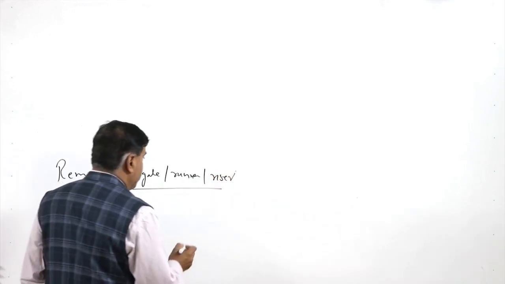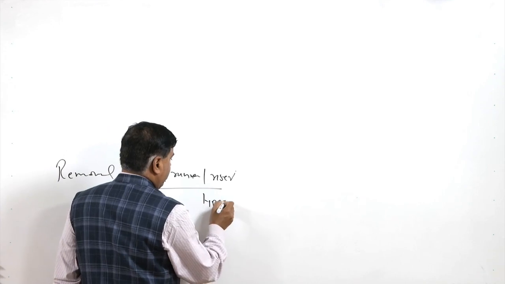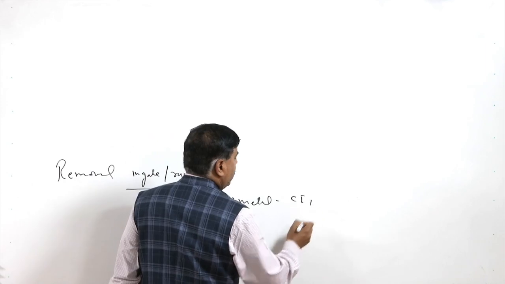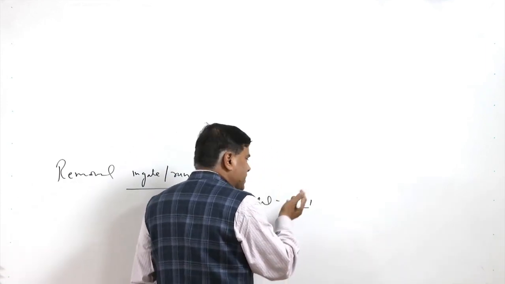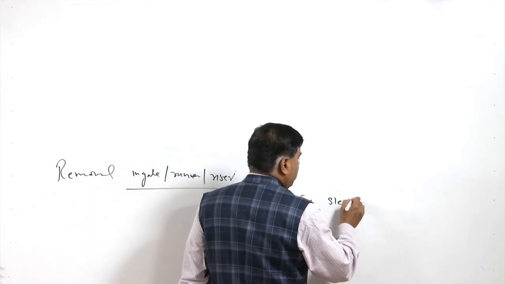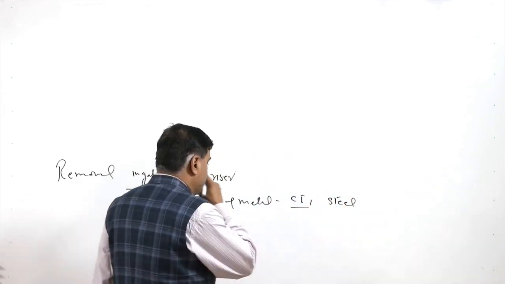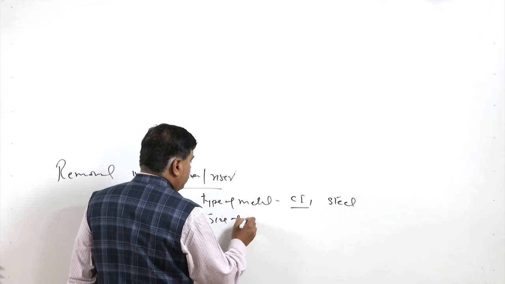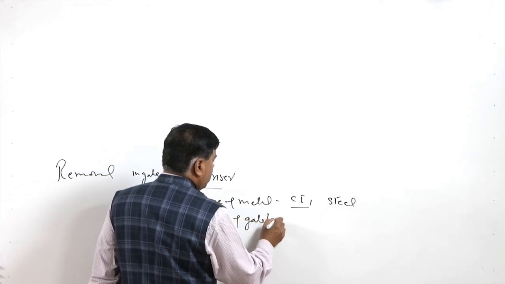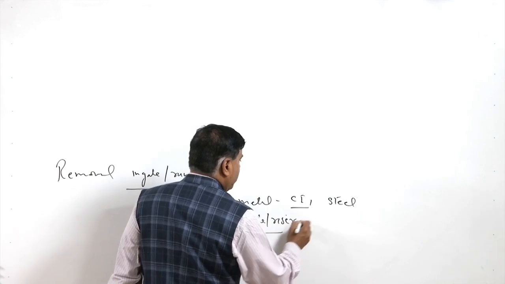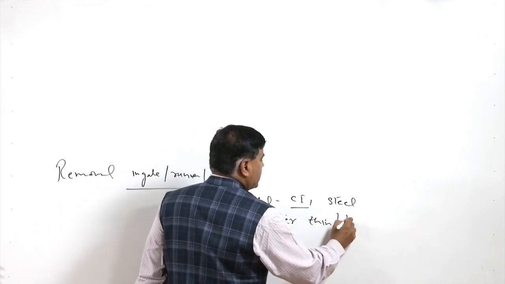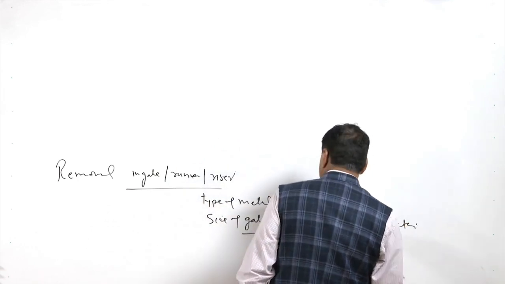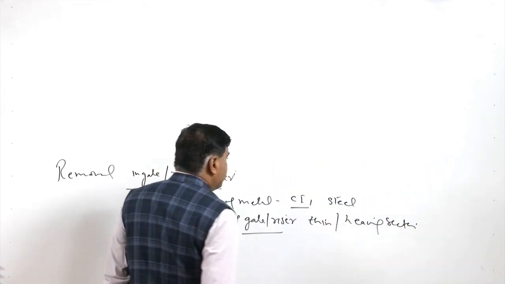So depending upon the type of metal, for example, if it is cast iron, then it is hard and brittle as compared to the steel. So the approach which is used for this purpose is different. Then the size of the gate or the riser, if it is thin or it is heavy section. So accordingly we use different approaches.